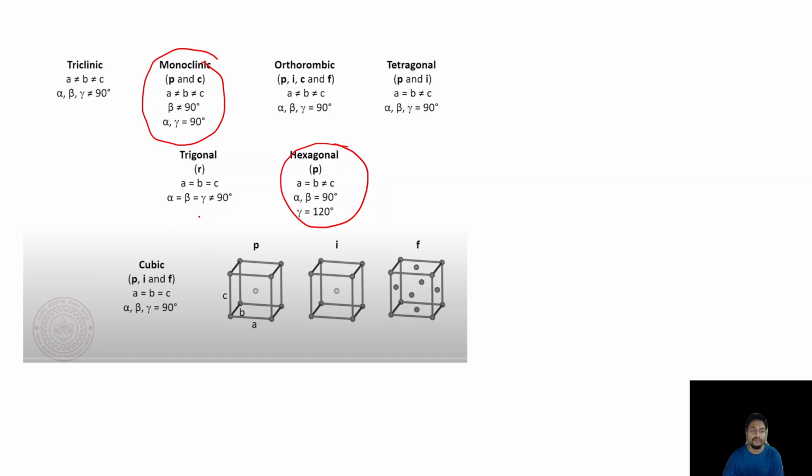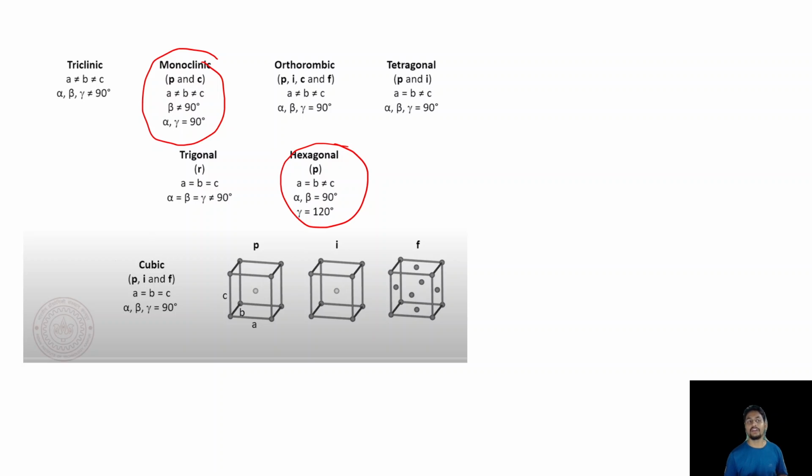Cubic you don't need to remember. You already know. Monoclinic, orthorhombic, tetragonal and hexagonal, these have been frequently asked in several exams, right? So you need to have an idea about what the lattice parameter conditions are, and what the angle conditions are in specific kinds of lattices, Bravais lattices. There are 14 Bravais lattices in total, depending upon the symmetry and also the filling of the atoms.